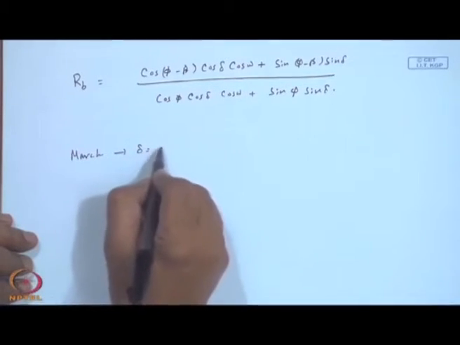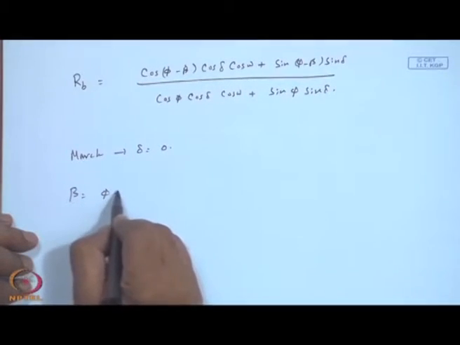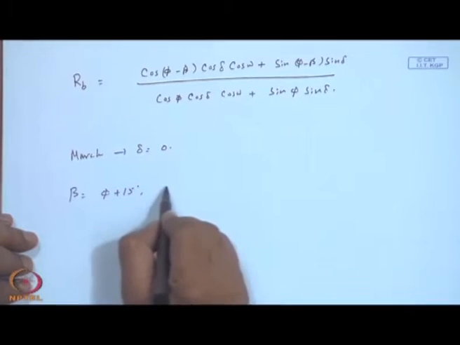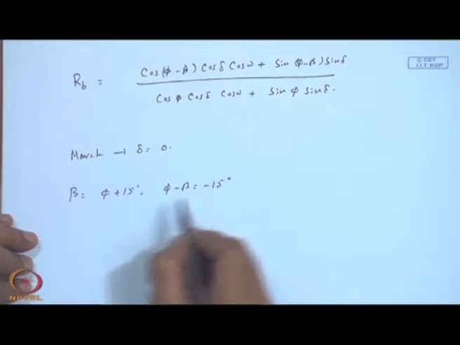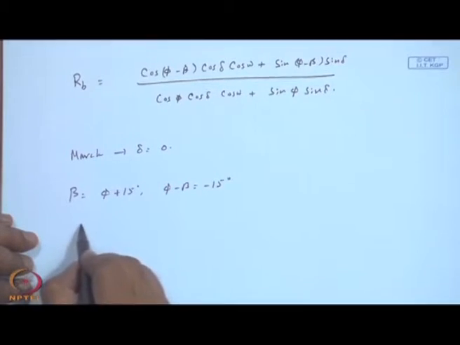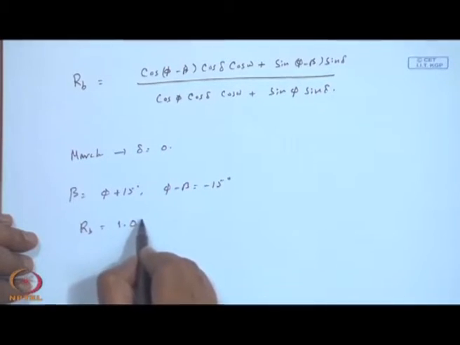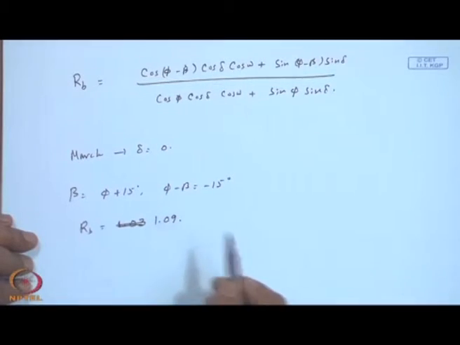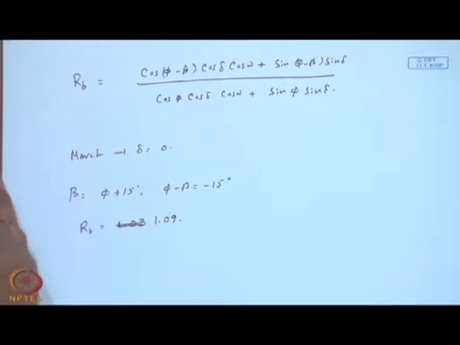With delta equal to 0, and if beta equal to phi plus 15 degrees, phi minus beta is minus 15, and RB is, I have done the calculation last time, 1.09. So, this is for beta phi plus 15 in March, and so you can fill in the numbers and find out that they are okay.